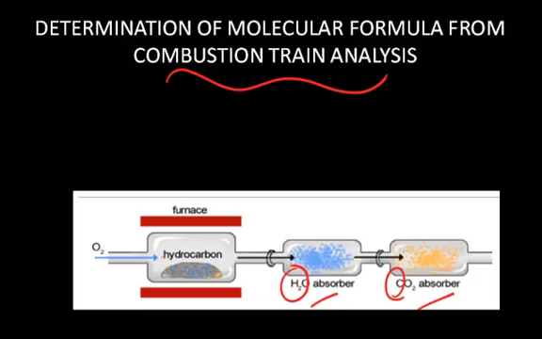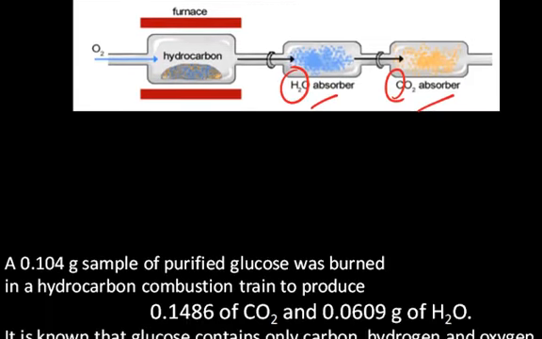So this is a schematic diagram of a carbon train analyzer, where you can see oxygen is flowing through. There's a furnace where you burn the hydrocarbon, and then the water and the carbon dioxide come out and are trapped in different compartments.